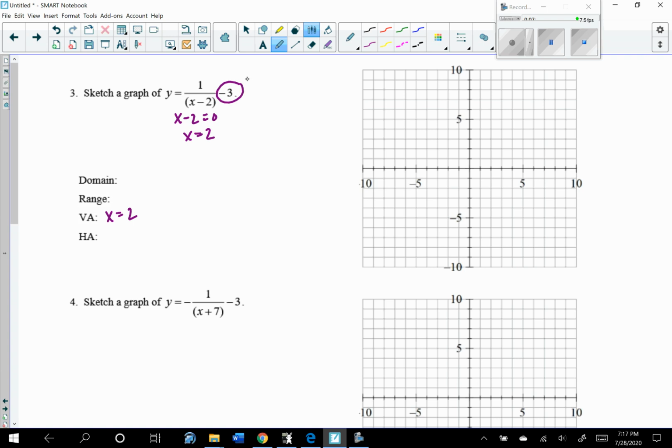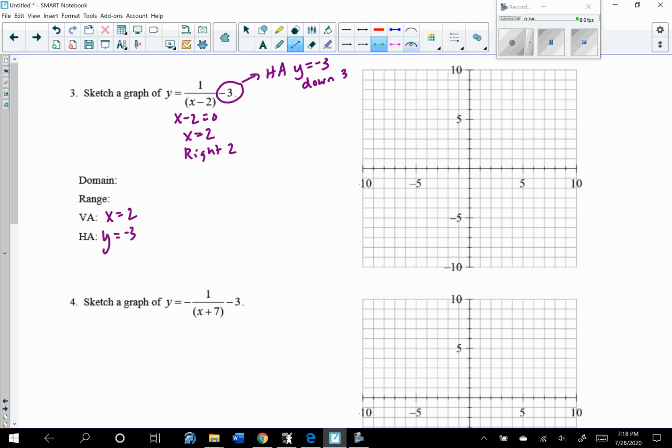This number tells us our horizontal asymptote is y equals negative 3. So that means we're moving our graph down 3. And this one moves to the right 2. If we think about our transformations, remember that when you have the x, it's opposite thinking.